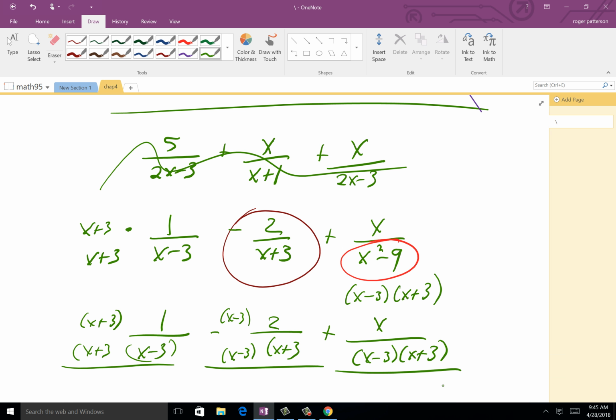We factored this because we recognized there was a difference of squares. And instead of making a complete mess out of it and ending up with all kinds of stuff, we just recognize, well, look, I have an x minus 3 and x plus 3. I have an x plus 3 here. All I need is an x minus 3 in common. All I need is an x plus 3 in common. So that's all I've got to do.